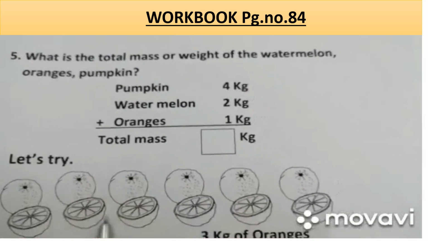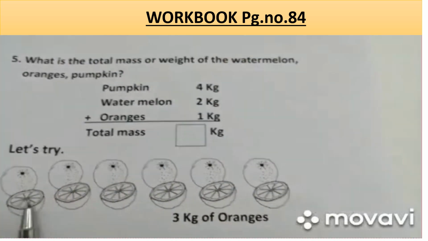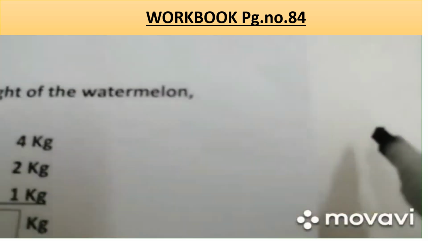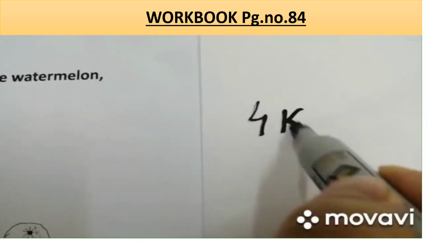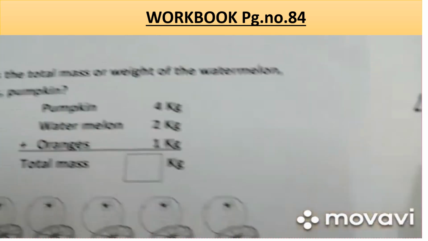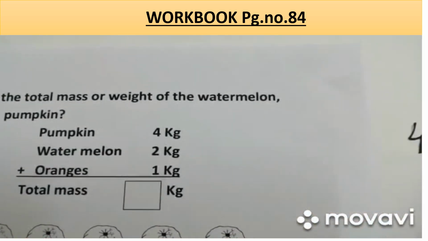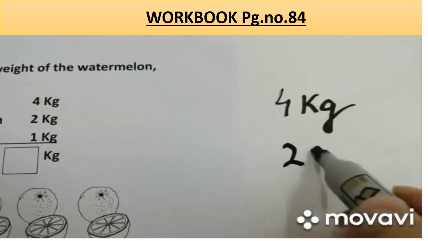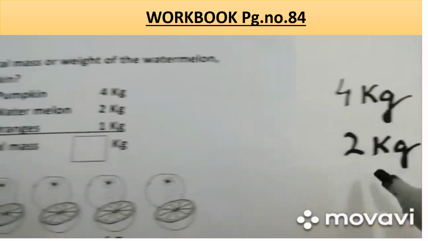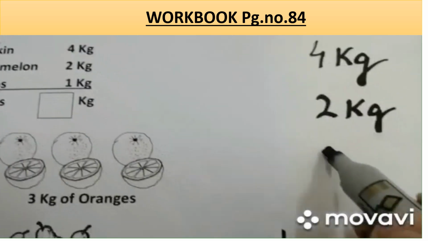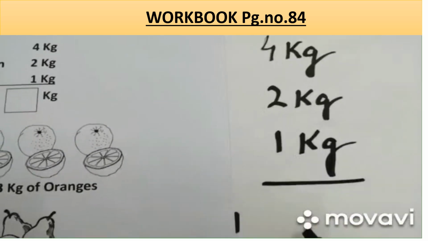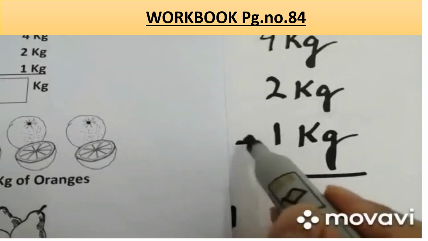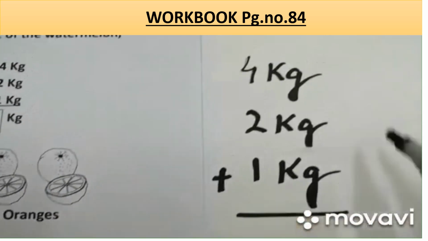Okay, let us do it. See, what is the weight of pumpkin? It is 4 kg. Now see, what is the weight of watermelon? Yes, exactly. It is 2 kg. Now what is the weight of oranges? It's 1 kg. Now when we want to find the total, what will we do? Addition.